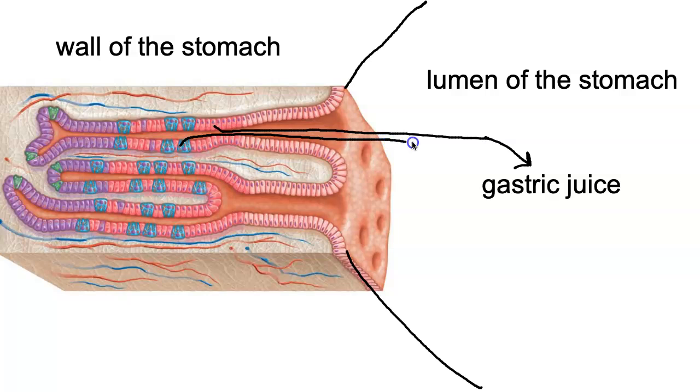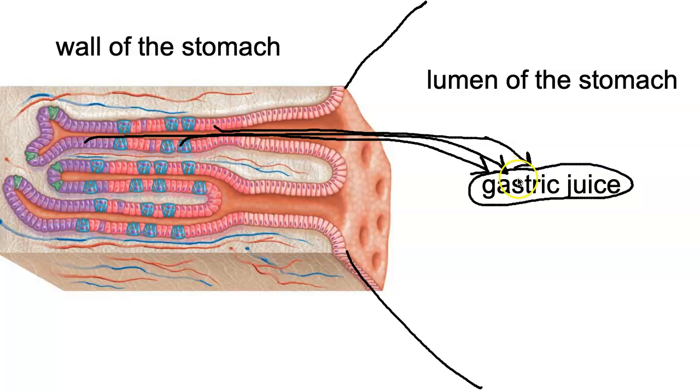The parietal cells are releasing hydrochloric acid and intrinsic factor, and the chief cells are secreting pepsinogen, and that pepsinogen is being activated by the hydrochloric acid in the lumen of the stomach. But all of that is a gastric exocrine secretion that we call gastric juice.